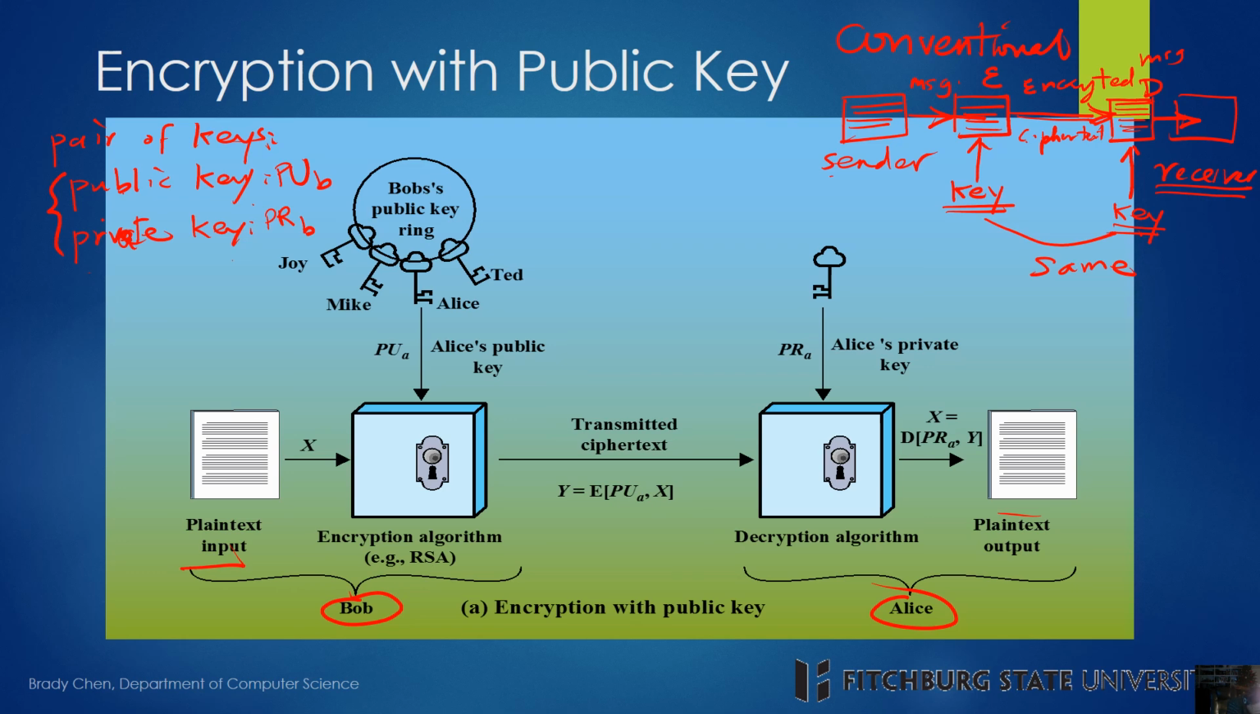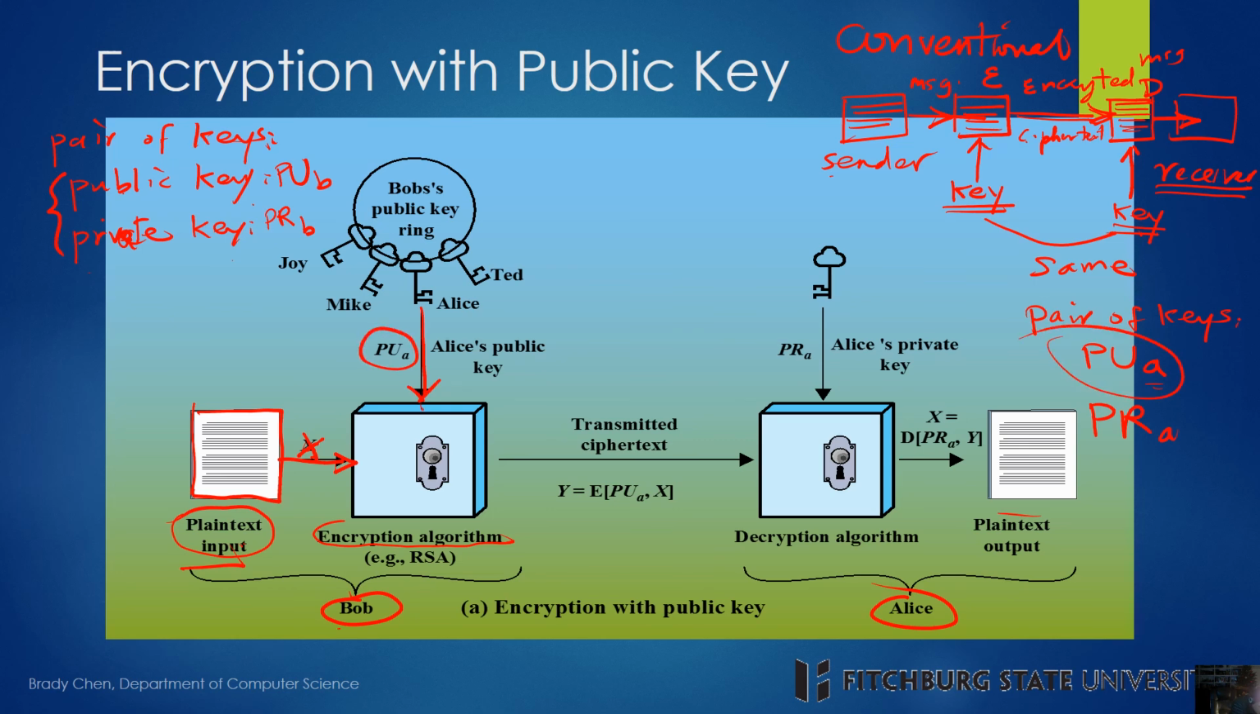Now on the other side, we have Alice. Alice is also going to create her pair of keys. That includes the public key, PU_A, that's Alice's, and PR_A, the private key for Alice. Now, in this diagram, if Bob wants to send a message, which is typically a plain text input, we use X to represent the plain text. And then it goes through the encryption algorithm. Before Bob sends a message to Alice, Bob is going to combine the plain text with the public key of Alice.